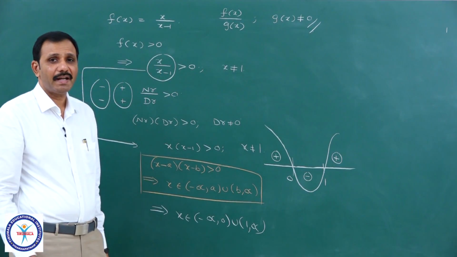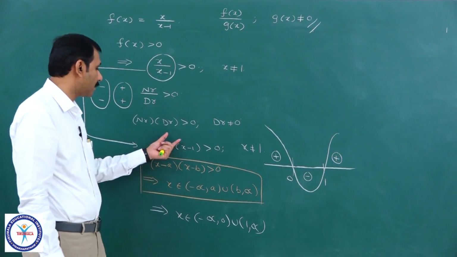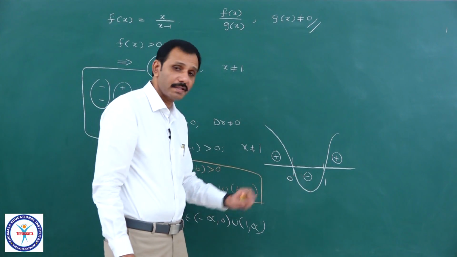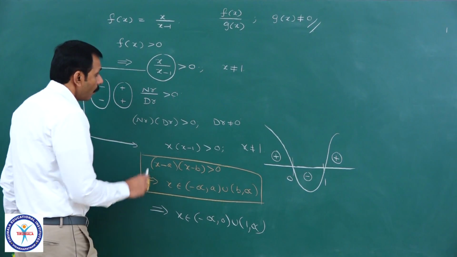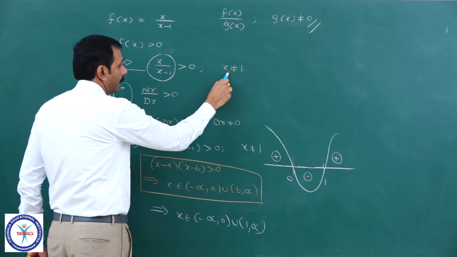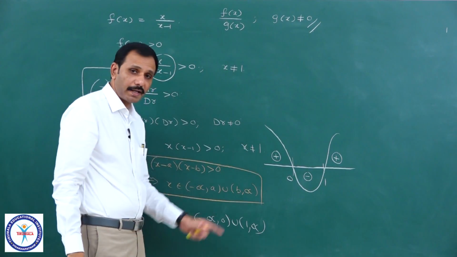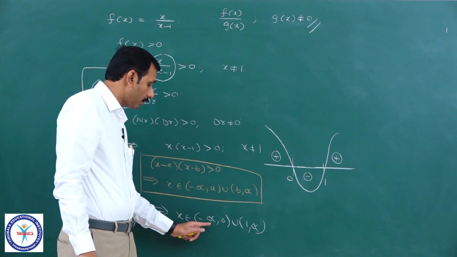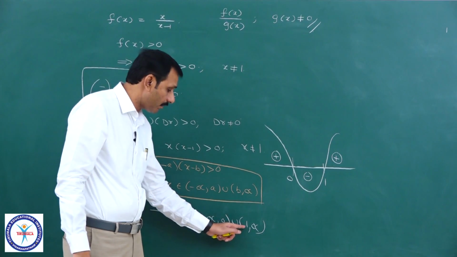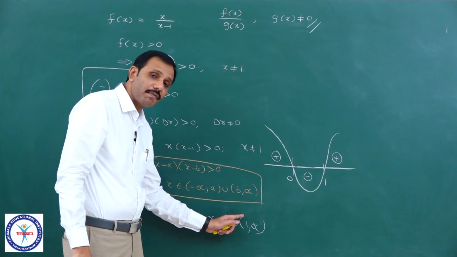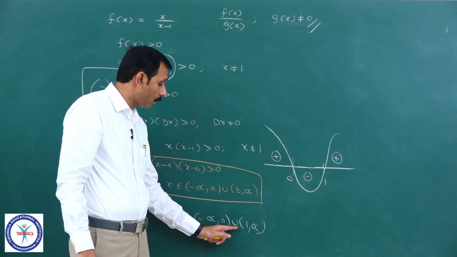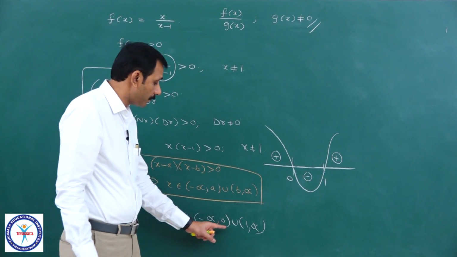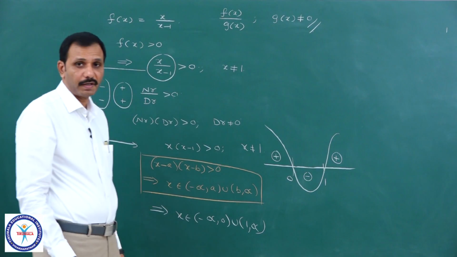But of course, when it has only two factors you can straight away write this solution, or otherwise you can go with this one. Here you observe, what is the denominator? x minus 1, so x not equal to 1. And if you see the solution, x belongs to minus infinity comma 0 union 1 comma infinity. Anyhow, that 1 is not included. Therefore, no problem for us. We can write as it is: minus infinity comma 0 union 1 comma infinity.